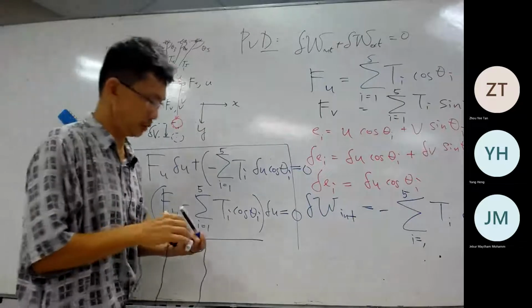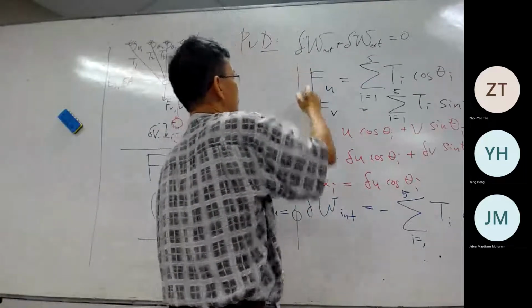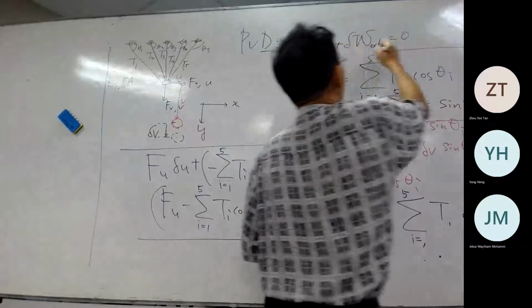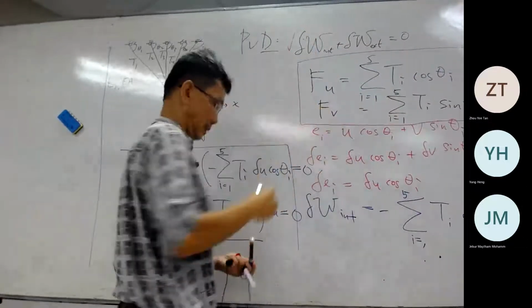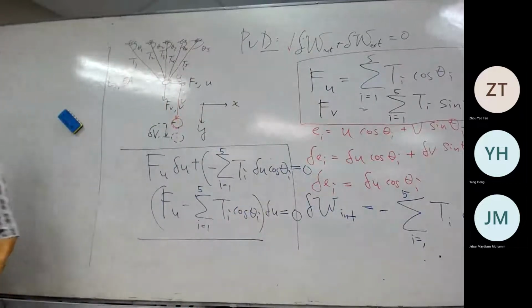So by using principle of virtual displacement, we get this. So that is a proof that we can use principle of virtual displacement to derive equilibrium equations. The one that we have done before in theory of elasticity is using equilibrium of internal force and external force. But here we use principle of virtual displacement.